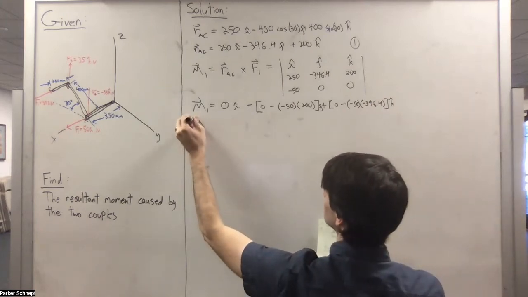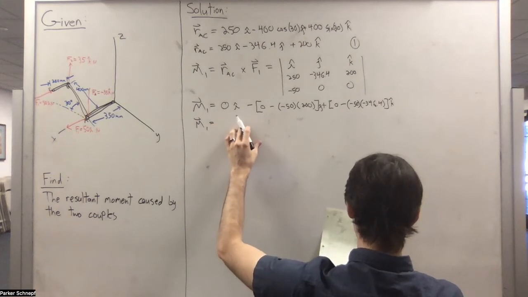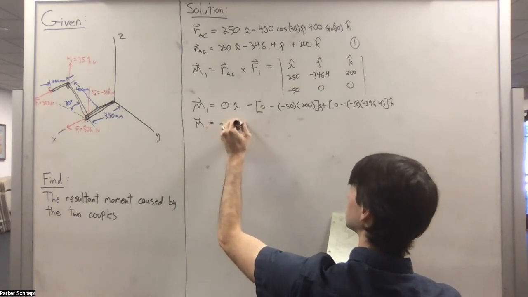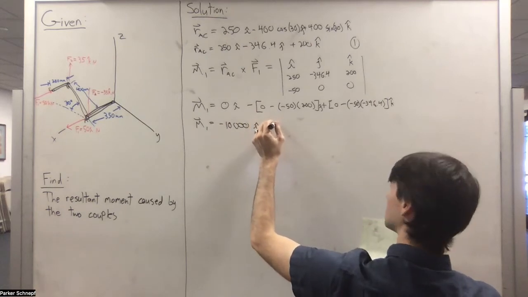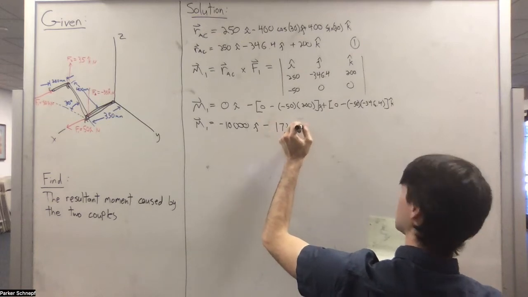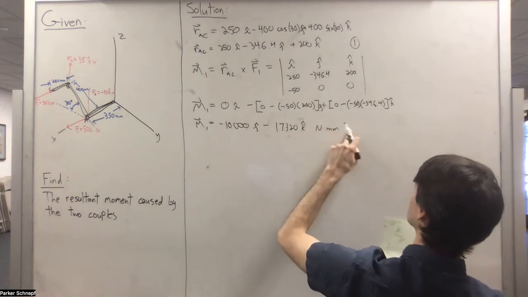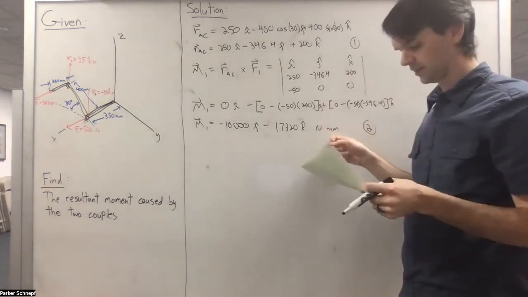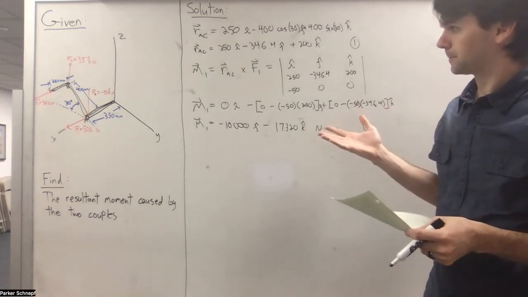And when I do the math on that, I get that my moment 1 is negative 10,000 in the y direction minus 17,320 in the k direction. That's in newton millimeters. So that's not my final answer, but it's one that we're going to come back to. It's going to get us there. So hopefully that makes sense so far.